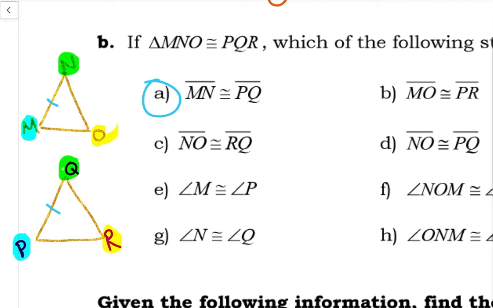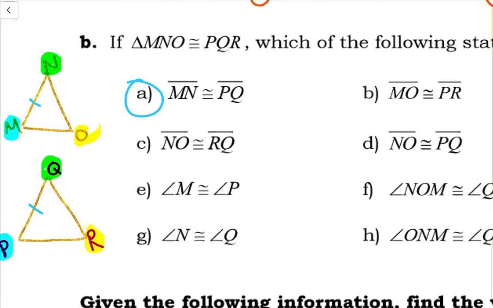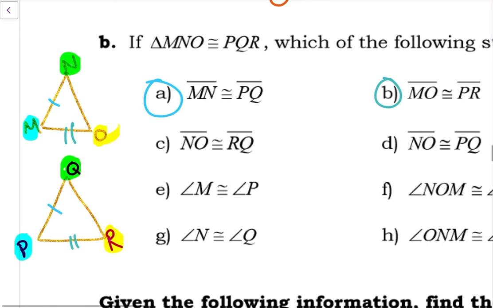Next, I have NO is congruent to QR, and I'm kind of going down, I should go over. MO is congruent to PR, so MO is this one, PR is this one. Are they in the same spot? Yes, that's the next one. Next one I have NO and RQ, so NO would be that one, RQ would be this one. Are they in the same spot? Yes, they are, so those are congruent to each other.